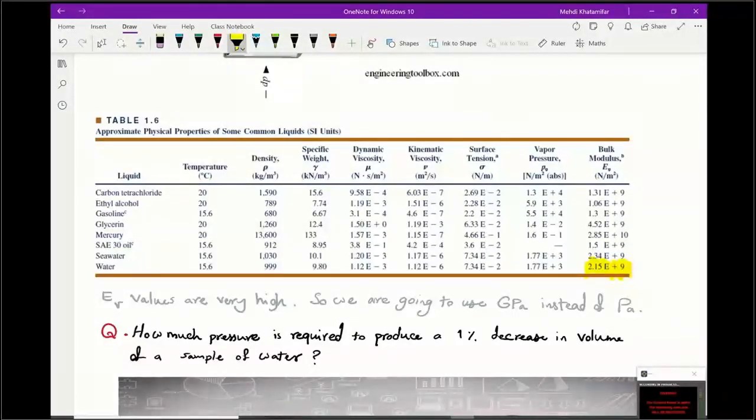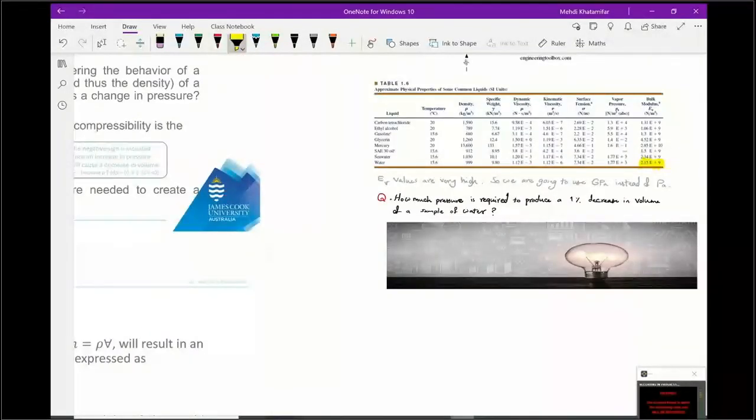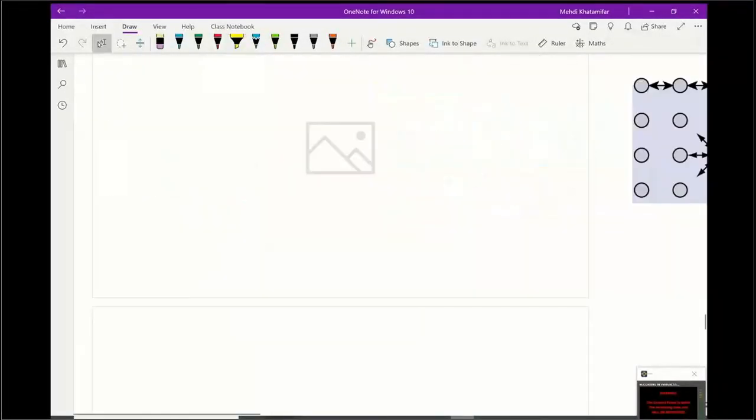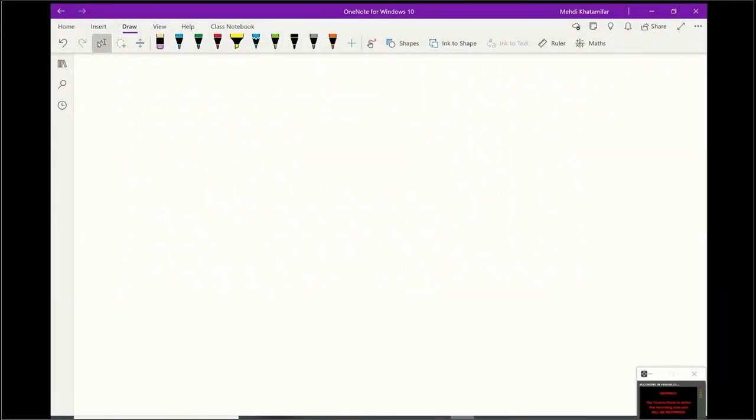So question 10 is also interesting. EV is equal to negative pressure change delta P divided by volume change divided by volume. And that negative is because volume decreases. That is why we put that negative, because EV is always a positive number.